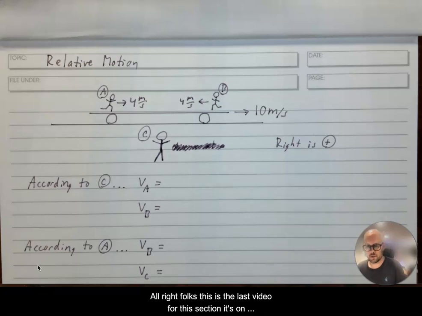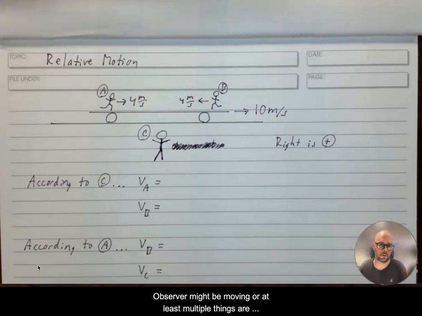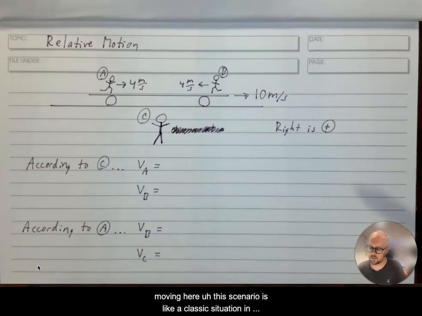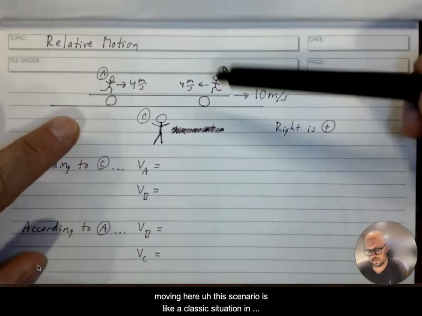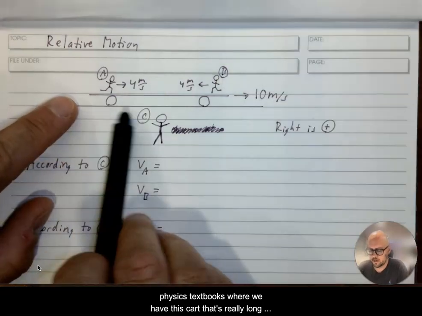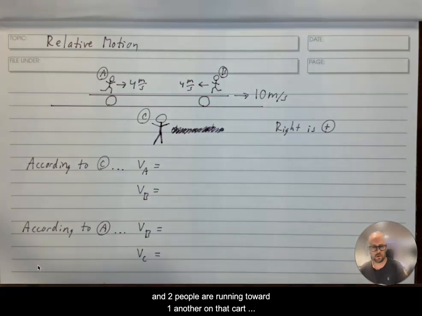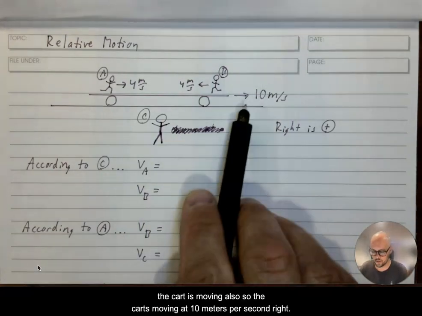Alright folks, this is the last video for this section. It's on relative motion, and the idea behind this is now the observer might be moving, or at least multiple things are moving here. This scenario is a classic situation in physics textbooks where we have this cart that's really long, and two people are running toward one another on that cart. The cart is moving also.